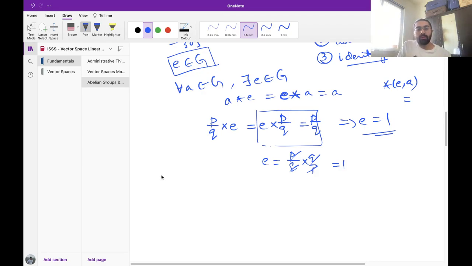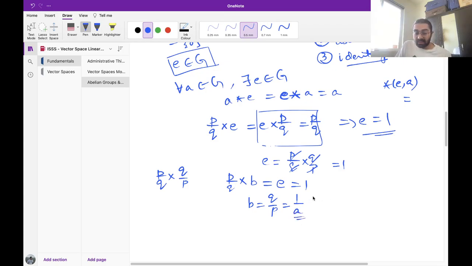P by Q multiplied by Q by P, I mean inversing the equation. Right, yes, so that's it. So go back to the definition of inverse. The idea is that I need to find some element, let's say B. When I multiply this with this P by Q, I should get the element E. E here is 1, so therefore simply yes, B is just Q by P, which is just the inverse of the rational, or inverse of the element that we have, right?